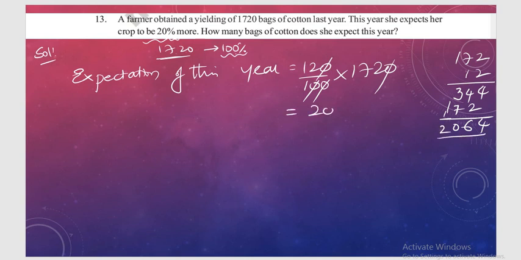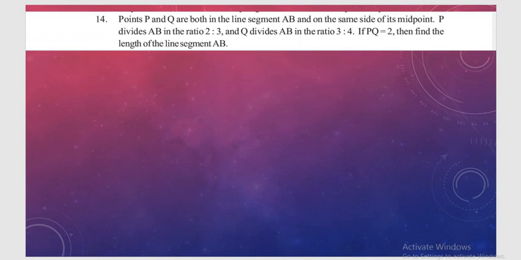So this year what can she expect? She can expect 2064 bags. Okay, so how many bags can she expect? 2064. Last year she got 1720 bags. So this year she can expect 2064 number of bags. Right? So simple question, no? Right. Next, question number 14.